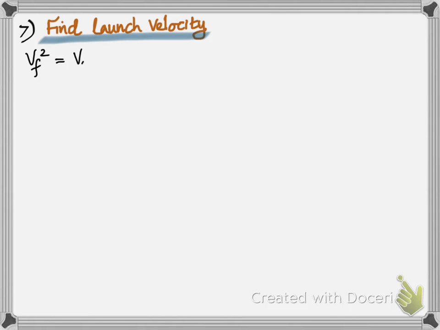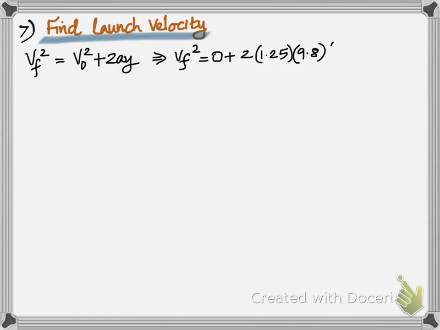So we use the equation Vf squared equals V naught squared plus 2ay. We're looking for the final velocity with which he launches himself. Initial is 0. Acceleration is 1.25 times 9.8. And when you calculate that, you've got to take the square root. Remember, you get 3.83 meters per second.